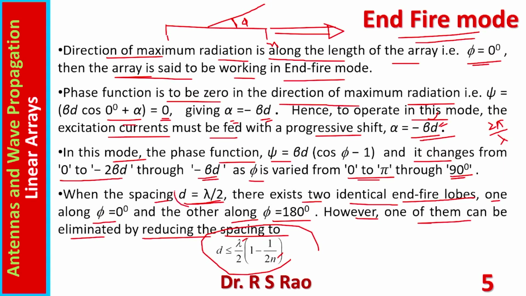What it says is when d is lambda by 2, then the array starts radiating not only with maximum along the length of the array, but also maximum opposite to it, that is in this direction. And radiation in the opposite direction may be unwanted. We want radiation maximum only in one direction most of the time. So the second direction radiation has to be eliminated, and it can be eliminated by arranging the inter-element spacing satisfying the relation given here.